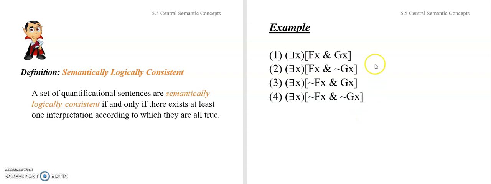Okay, here's a hint for you. You're going to need 4 objects in order to do it. A, B, C, and D. You won't always need that for proving that a set of sentences are semantically logically consistent, but in this case, with these particular 4 propositions, you do need 4 objects. Pause now.